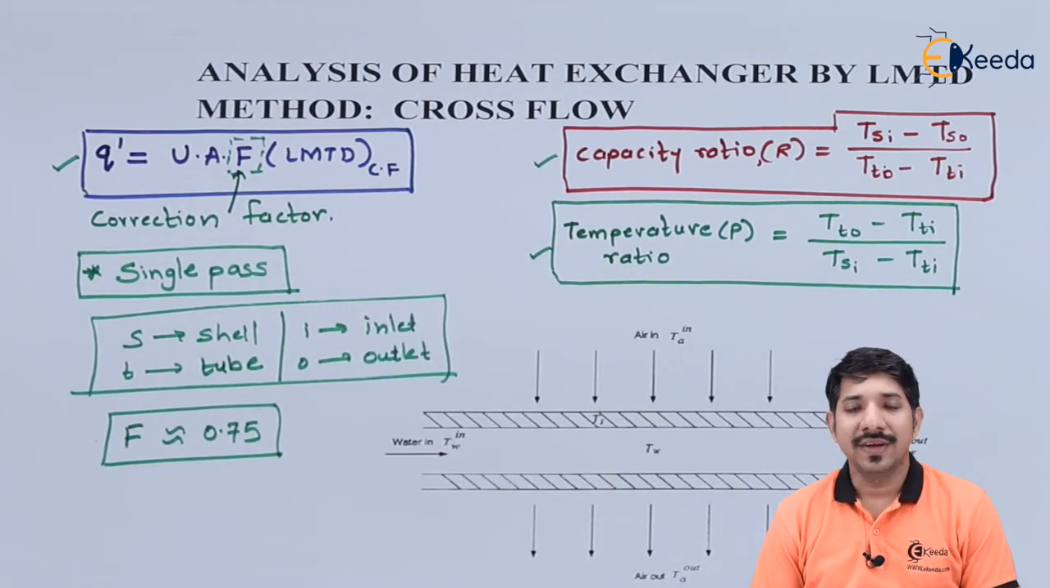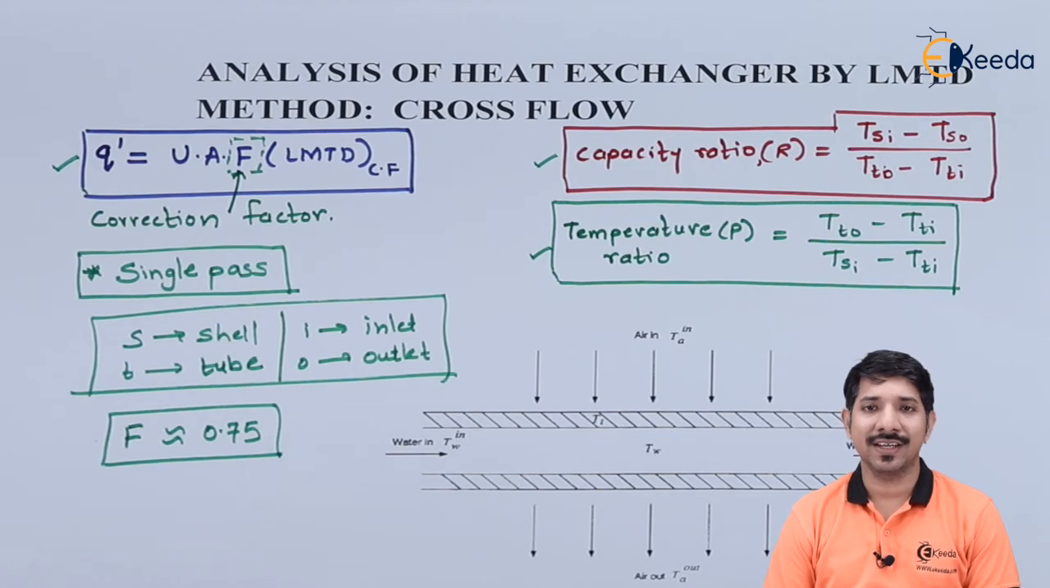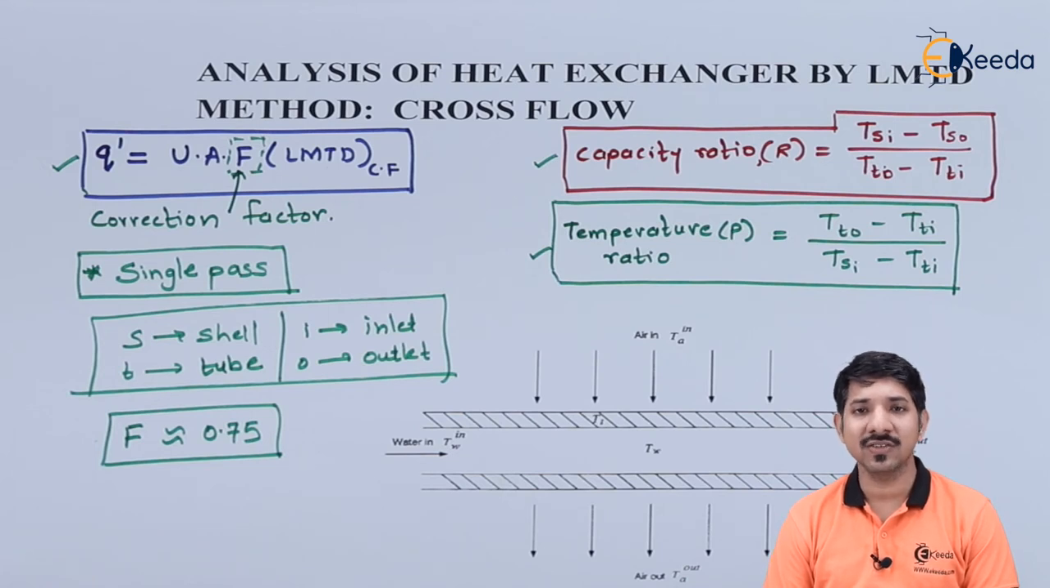Now in this topic we have seen that the analysis of the cross flow is not that easy, so that is why we use the counterflow equation itself and we simply multiply it by the correction factor. And then we have seen how to find the correction factor based on various parameters and various combinations of the type of heat exchangers. That is it in this topic.